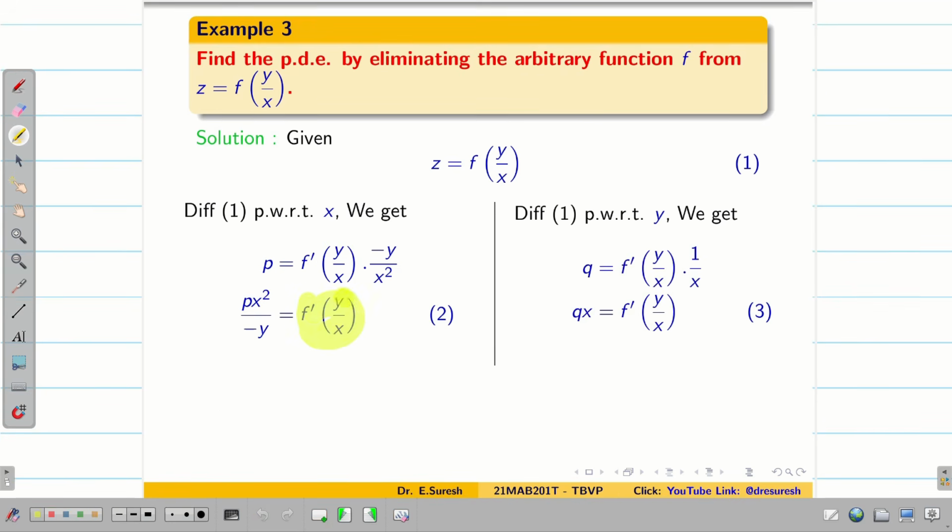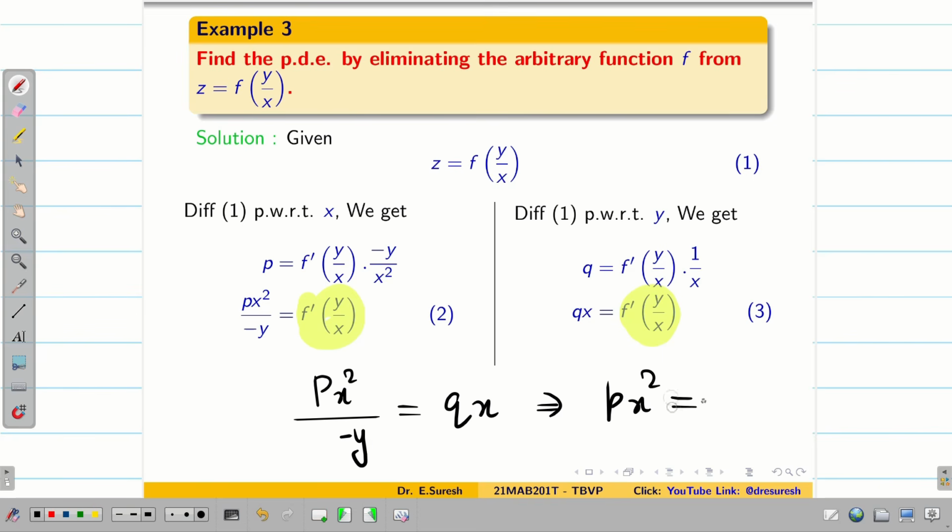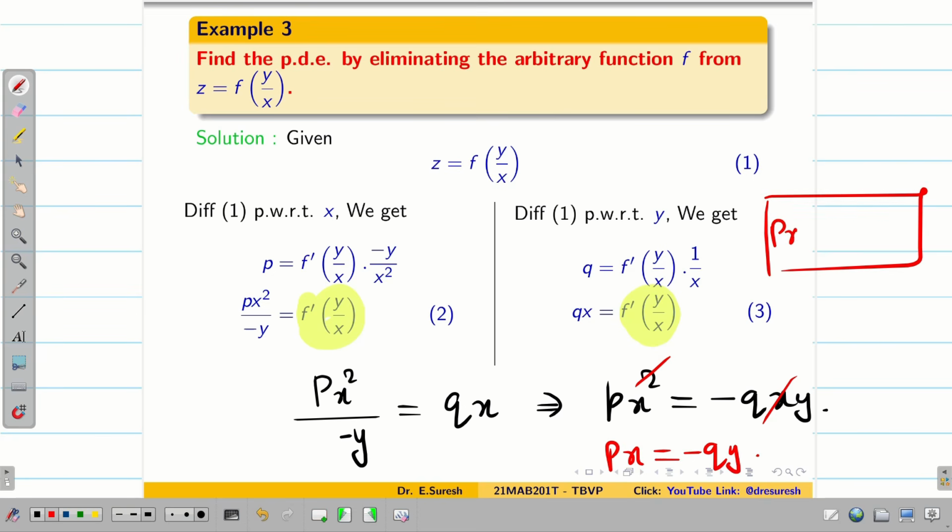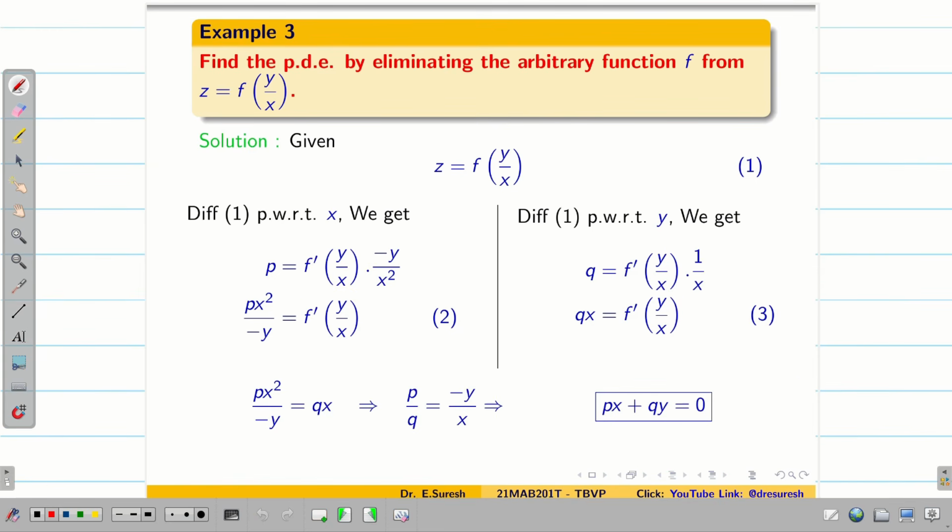Now see, both my right hand sides are equal. I am just going to equate the left hand side. Px square divided by minus y is equal to qx. Now cross multiplying this, we get px square is equal to minus qxy, and cancelling this x, we get px equal to minus qy. Therefore my final solution is px plus qy is equal to 0. So we eliminated the function f. You can see the typed version.